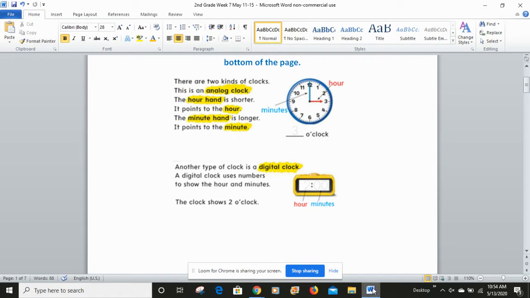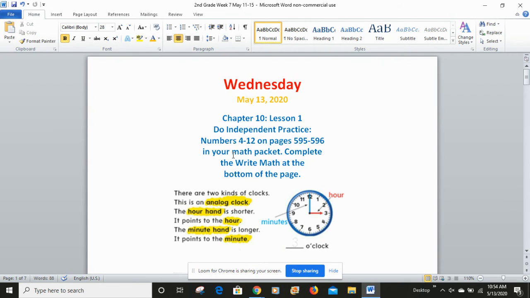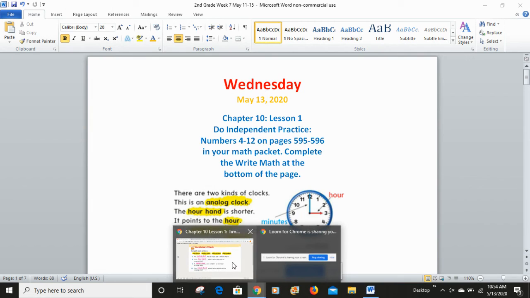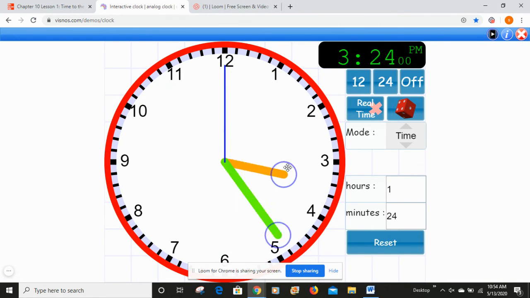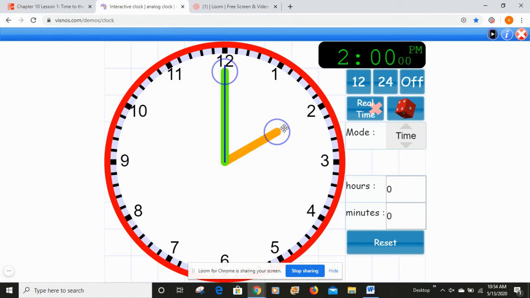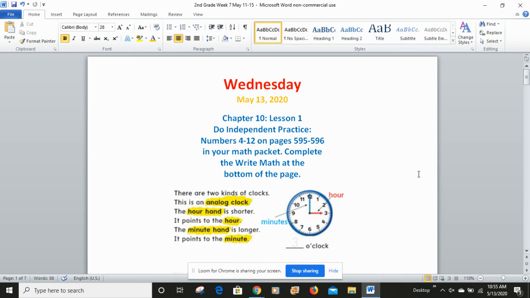So on today's activity, you are doing the independent practice. I don't know if we've talked about this before, but this is a pretty good clock. The website for this particular clock is right up here. And the thing I like about it, it's really, really easy to use. You can move both hands if you want. And it does have a digital clock up here. So you kind of get the best of both worlds with that clock. So if you want to use this website to help you with that time activity, go ahead and do that.